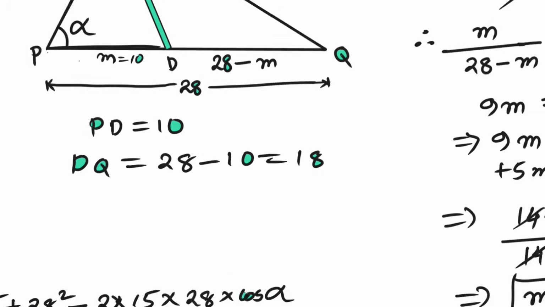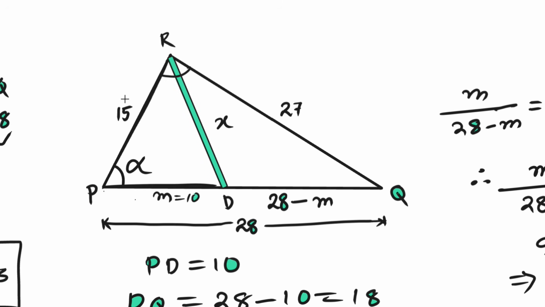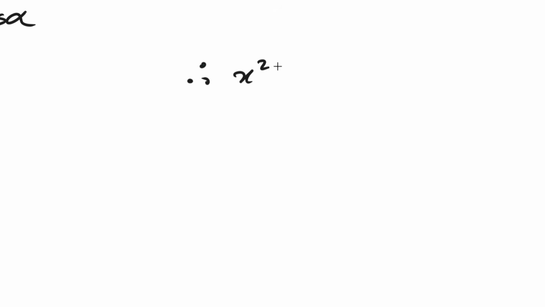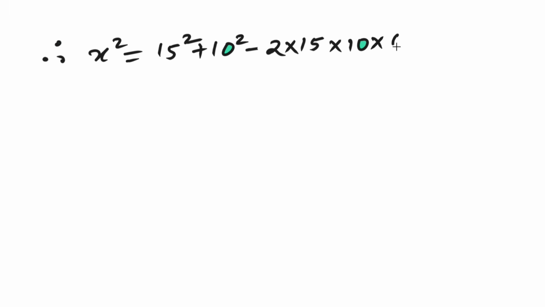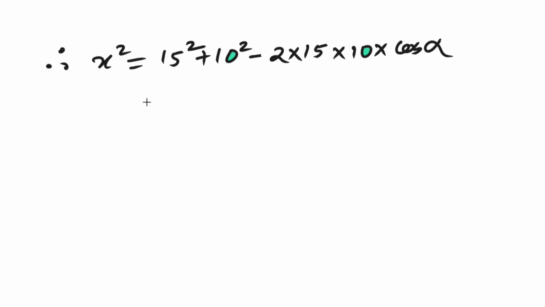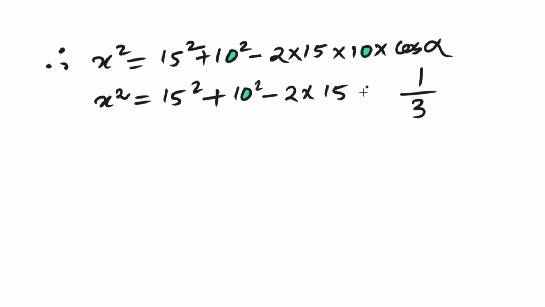The side opposite angle alpha is x, while the two sides forming angle alpha are 15 and 10. Therefore, x squared equals 15 squared plus 10 squared minus 2 multiplied by 15, multiplied by 10, multiplied by cosine of alpha. We already found that cosine of alpha equals 1/3, so now we substitute that value. This gives us x squared equals 15 squared plus 10 squared minus 2 multiplied by 15, multiplied by 10, multiplied by 1/3. Let's simplify carefully.